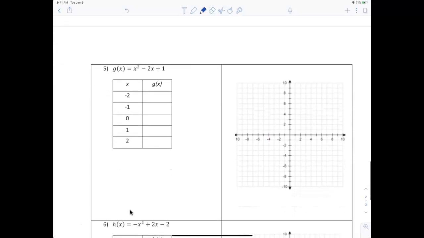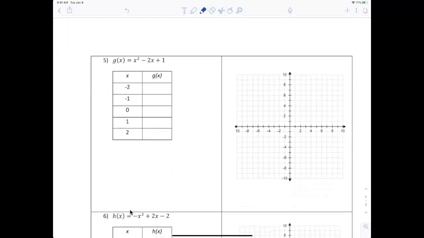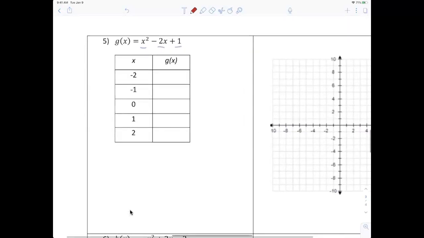Number 5 is a little bit different. The reason why it's a little bit different, I say, is just because there are 3 terms here. But the substitution is just the same. Let's start out with 0. So 0 squared minus 2 times 0 plus 1 equals 0 plus 0 plus 1, which is 1. Now if I plug in 1, 1 squared minus 2 times 1 plus 1 is 1 minus 2 plus 1, which is 0.